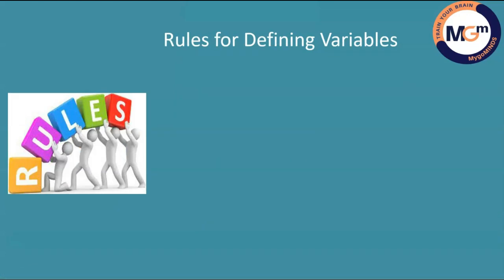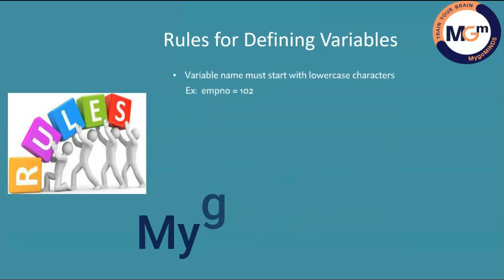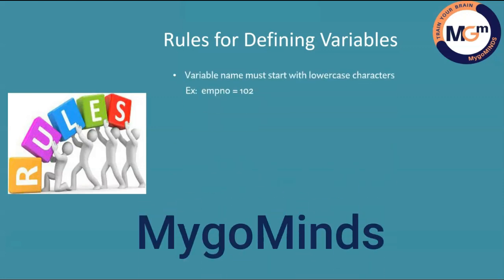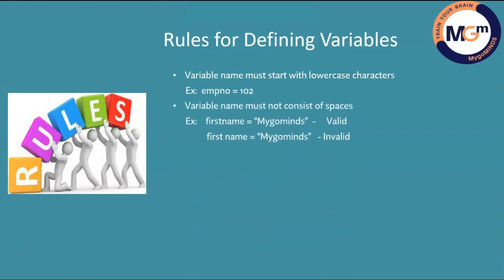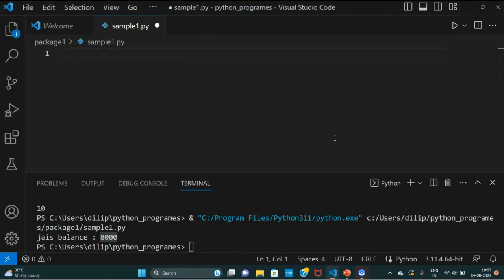So now there are few rules while we define a variable. So these are the rules for defining a variable. So variable name must always start with lowercase characters. Okay. And variable name must not consist of spaces. So let me show you how.